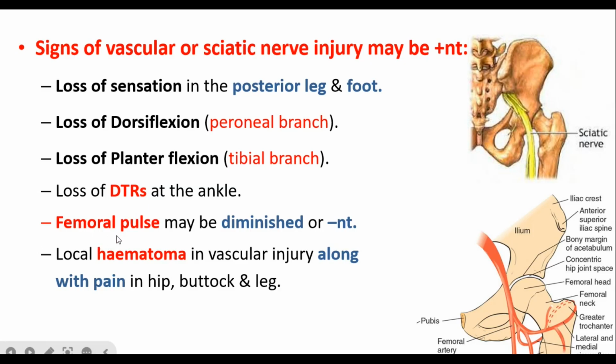There are chances of injury to the femoral artery. As you can see here, this is the femoral artery, which is present around the neck region of the femur. So there might be injury due to the dislocation of the head of the femur posteriorly. The femoral pulse may be diminished or absent. There might be a local hematoma, which indicates that there is a vascular injury, and along with that the patient will complain of pain in the hip, buttocks and the leg. So these two are the indicators of injury to the femoral artery.